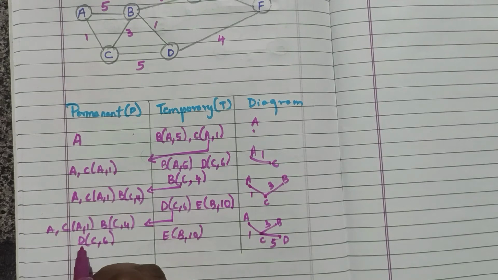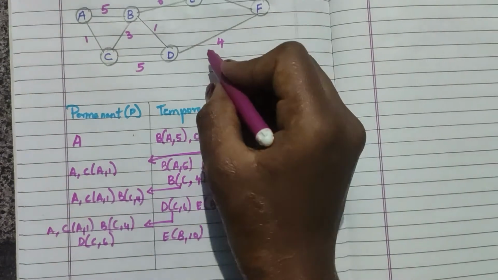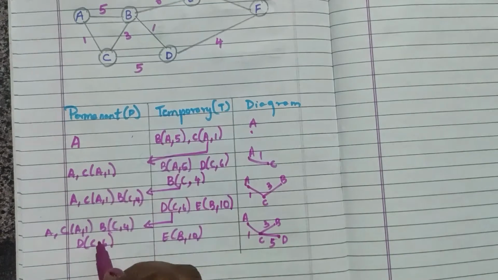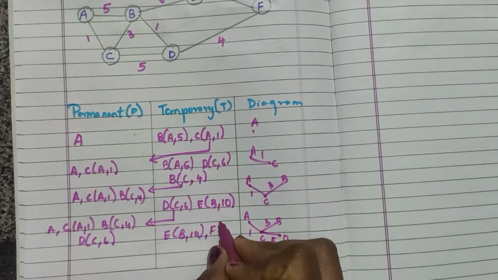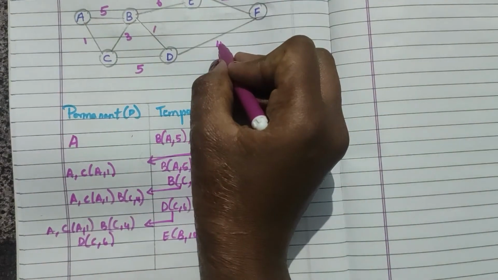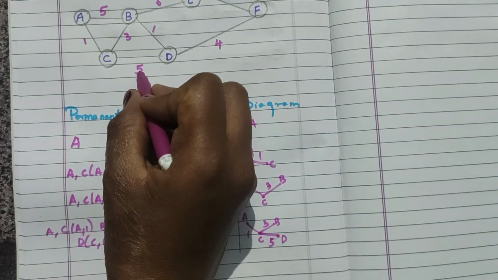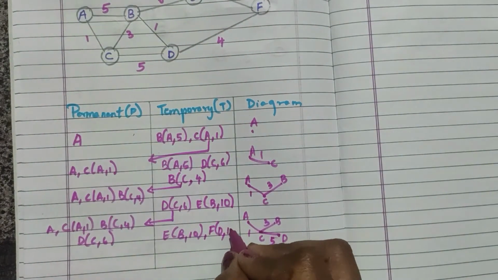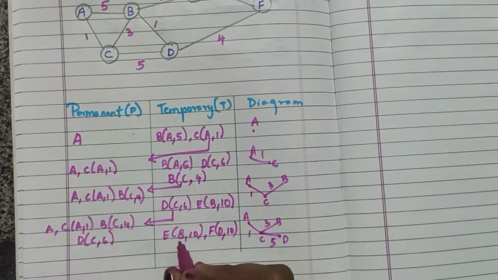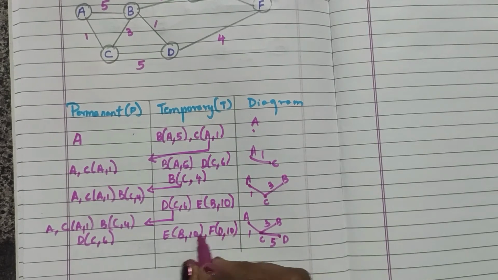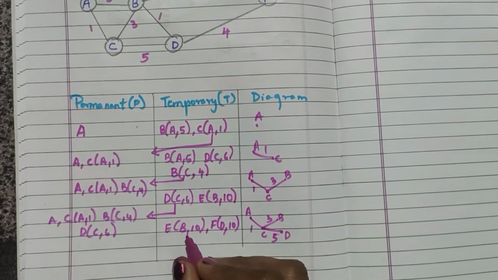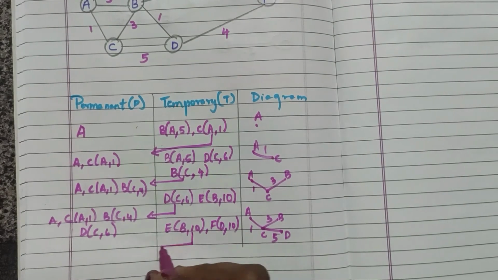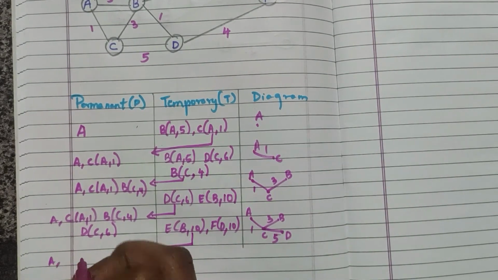Find the neighboring nodes for D. The neighboring nodes for D are F and B. B is already in the permanent table, so only F you have to find. F through D, the cost is 4 plus 5, 9, plus 1, 10. So add here. Now you have to find which is the least cost. The cost for both the nodes is the same, so you have to find which is the immediate node to E. So that is E. So add this in the permanent table.